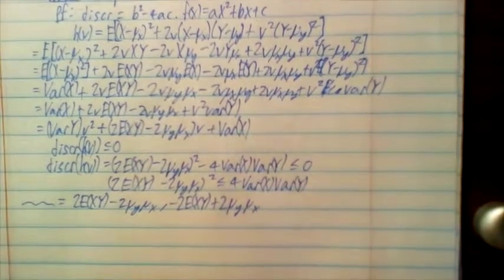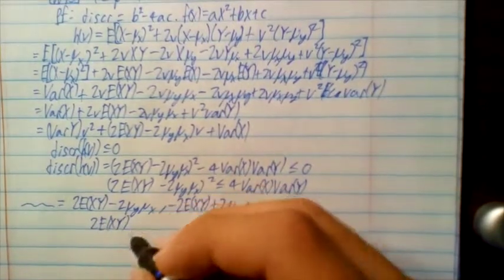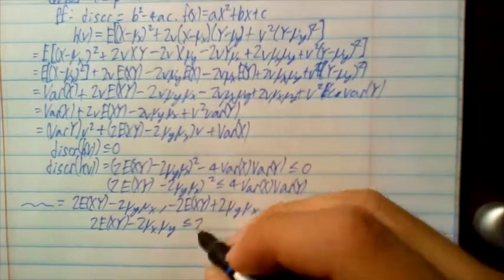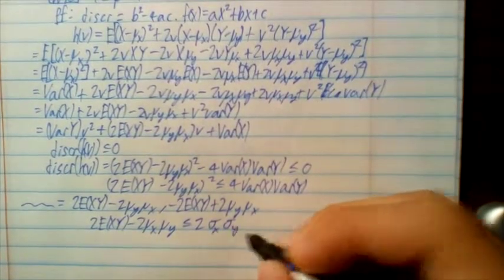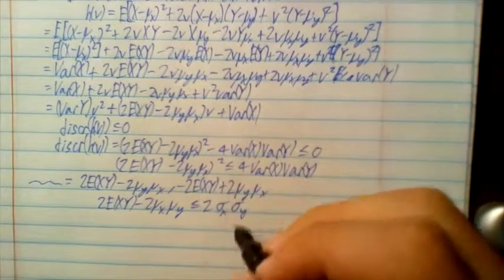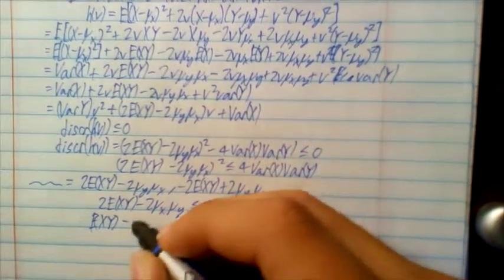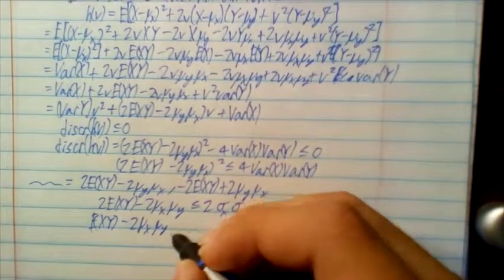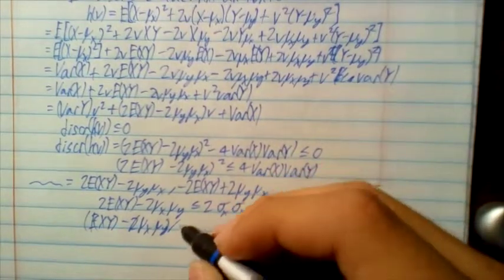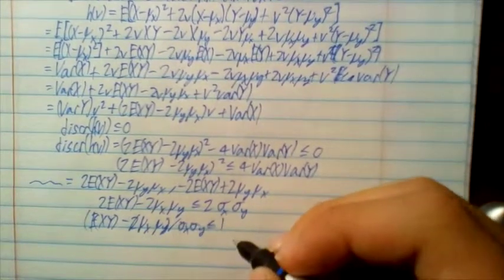So we'll have to break it into 2 parts when we take the square root. First, we're going to be dealing with the positive one, and we're going to have that 2 times the expectation of x times y minus 2 times the mean of x times the mean of y is less than or equal to 2 times the standard deviation of x times the standard deviation of y, since the standard deviation is just the square root of the variance. So, dividing both sides, we have the expectation of x times y minus the mean of x times the mean of y, all divided by the standard deviation of x times the standard deviation of y, is less than or equal to 1.